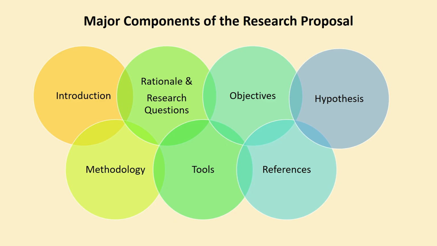Therefore, as a researcher, you have to understand this also: you surely have some idea, but how do you form it under these subheadings, these components? Like the introduction, you will prepare it for your research: this is my research, this is what I am going to do. Rationale, as I have already discussed, research question, objective, hypothesis, methodology, tool and references. Combining all this, these are the major components. There are some other components also, but these are the major ones. On the basis of and around these components, all your research ideas revolve.